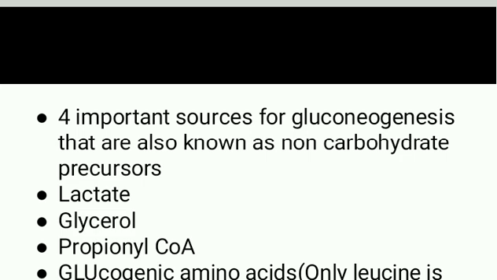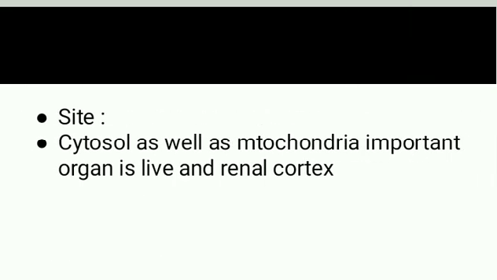4 important sources of gluconeogenesis, as I have told you earlier: lactate, glycerol, propionyl CoA, glucogenic amino acids. What is the site? Number 1, liver. Number 2, renal cortex. So there are 2 main sites where gluconeogenesis occurs: the liver and the renal cortex. What is renal cortex? Renal cortex is the part of kidney.